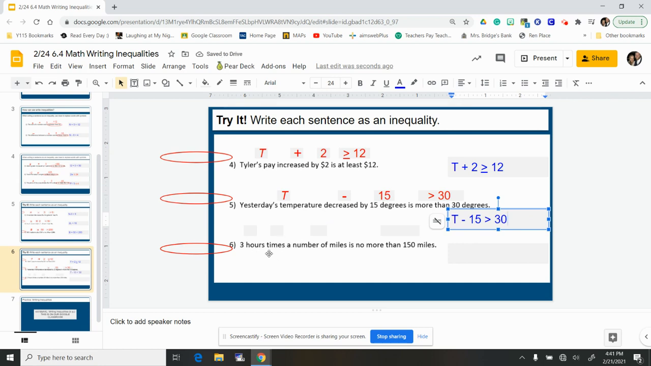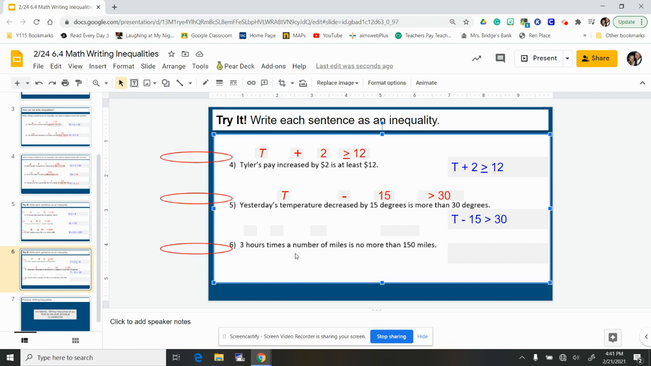Okay, last one on this slide. I'll read it really quickly for you and you'll do it on your own. 3 hours times a number of miles is no more than 150 miles.